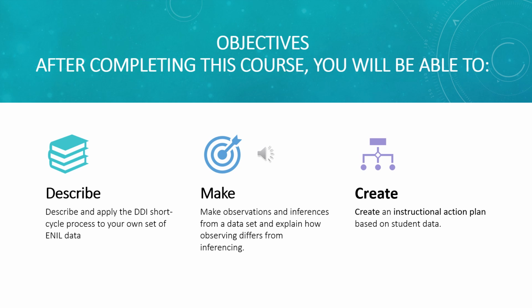After completing this course, you will be able to, number one, describe and apply the DDI short cycle process to your own set of ANIL data. Number two, make observations and inferences from a data set and be able to explain how observing differs from inferencing. And number three, create an instructional action plan based on your students' data.